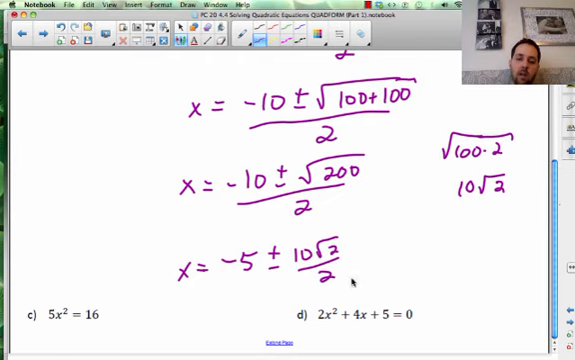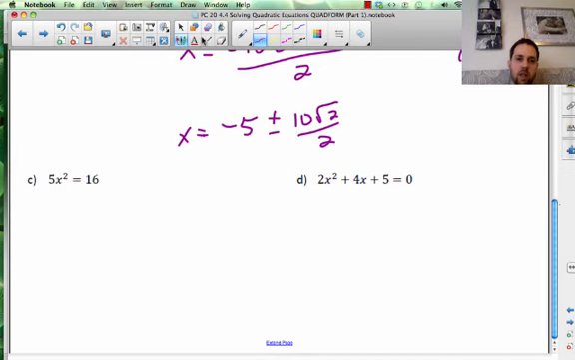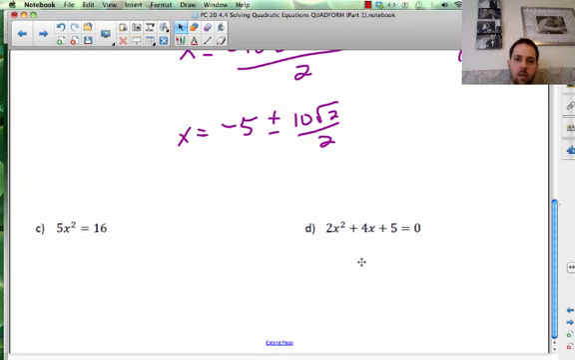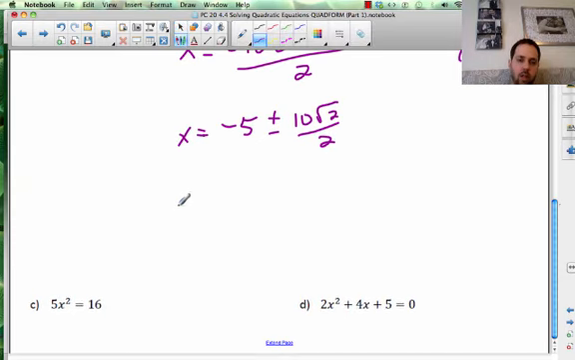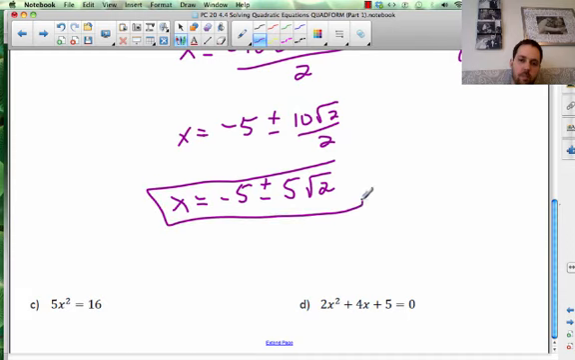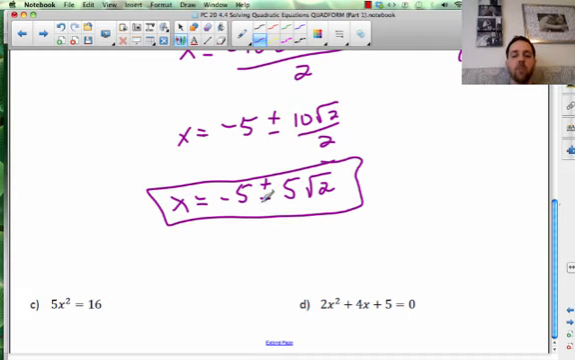But now we can, and these can represent two distinct solutions by writing this as x equals negative 5 plus or minus, and 10 divided by 2 is 5 root 2, and you're done. Okay? We would never have been able to find these by doing sum and product because we just don't test roots.